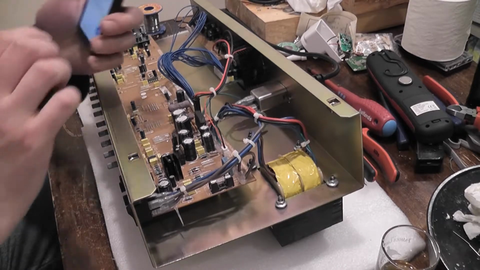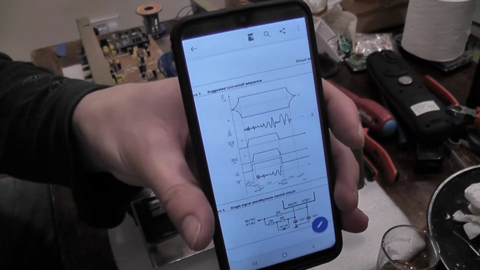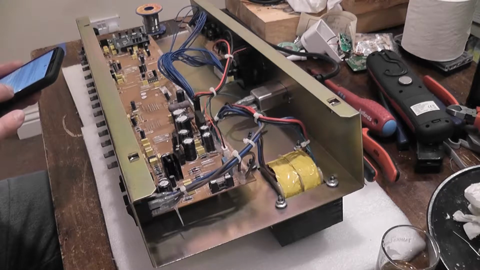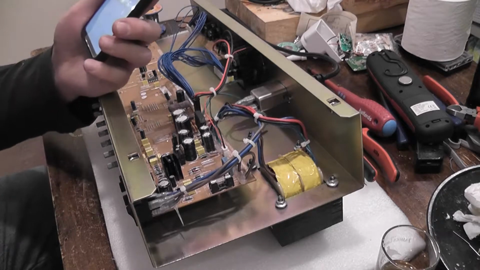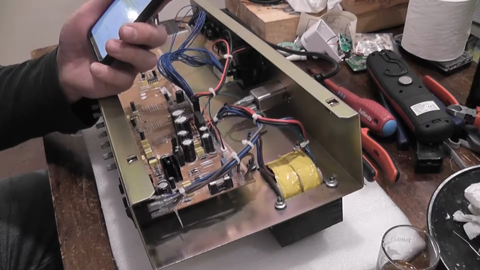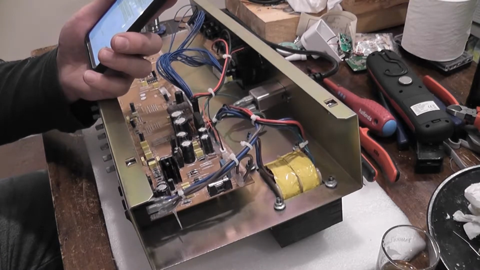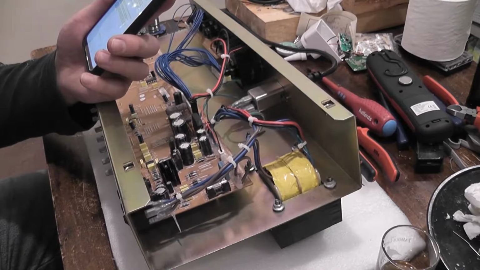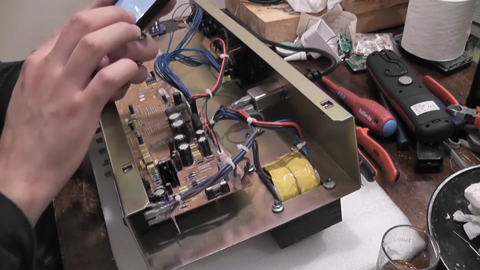TDA7293. So it gives us an operation, how it operates. Shall we see what it shows? So right, yeah. The sequence that's recommended during the on-off transients is shown in figure 8. That was what I just showed on the screen. Oh no, sorry, that was figure 5, not figure 8.